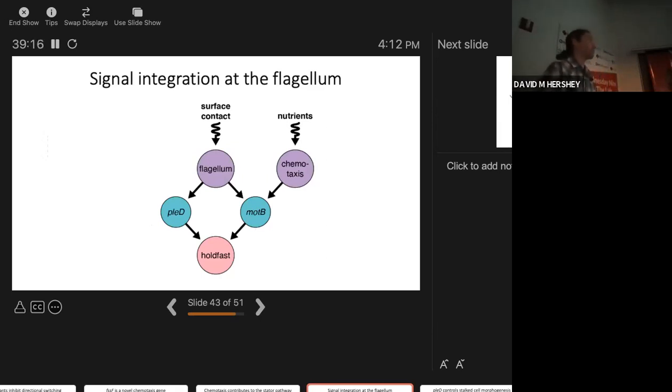We have this system that responds to surface, and we have this system that responds to nutrients, and they seem to intersect to control holdfast production. So that theme of incorporating other sensory perception systems, we see that when we start looking at these genes on the PLD side of things.